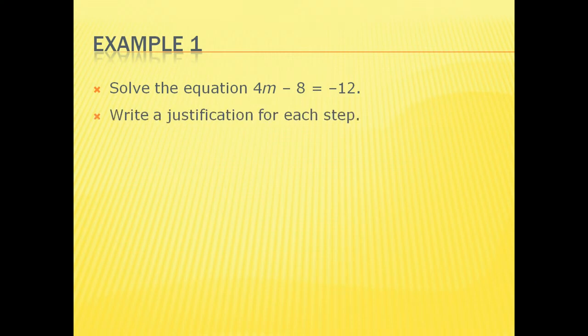Let's look at an example. Solve the equation 4m minus 8 equals negative 12. Write a justification for each step. We're used to solving equations like this, but we're not used to the justification. So let's do one. First of all, we have 4m minus 8 equals negative 12, and we would write given equation, because that's what we were asked to solve.